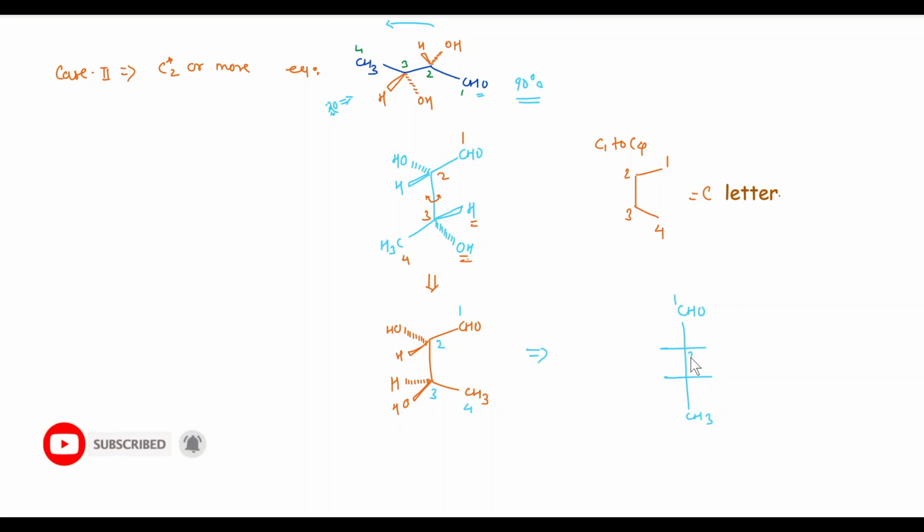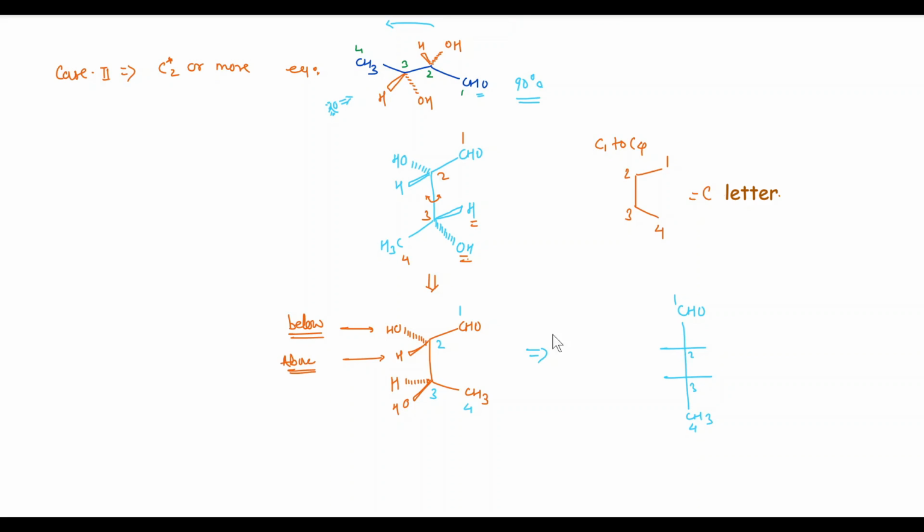This is carbon number 1, carbon number 2, carbon number 3 and carbon number 4. Next, writing the substituents which are below the plane and above the plane from the dotted wedge line formula into the Fischer projection formula. Here this hydroxy group is below the plane in the dotted wedge line formula, and here this hydrogen is above.